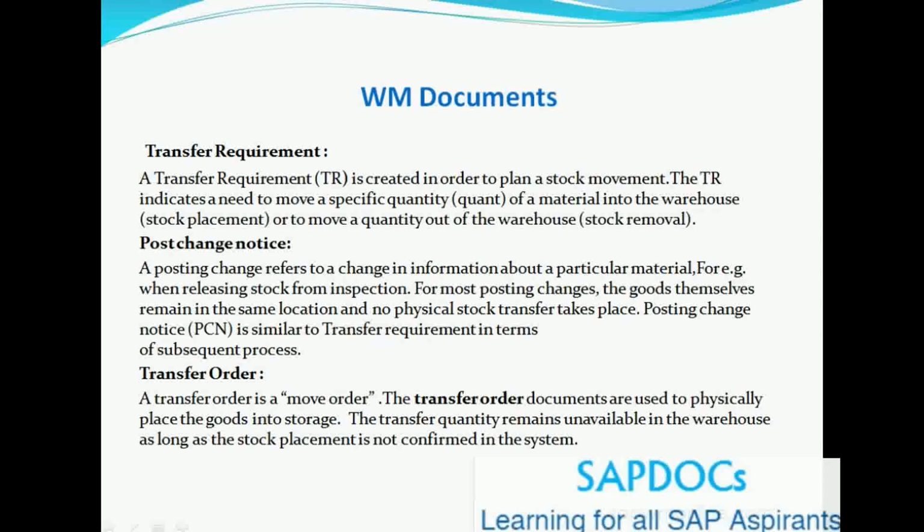The transfer order document is used to physically place the goods into storage. The transfer quantity remains unavailable in the warehouse as long as the stock placement is not confirmed in the system. Also, it is important to note that every transfer order will have a preceding document, which could either be a transfer requirement or a PCN. The only case when a transfer order does not have a preceding document is when you manually create a transfer order using a warehouse supervisor movement, which is 999.